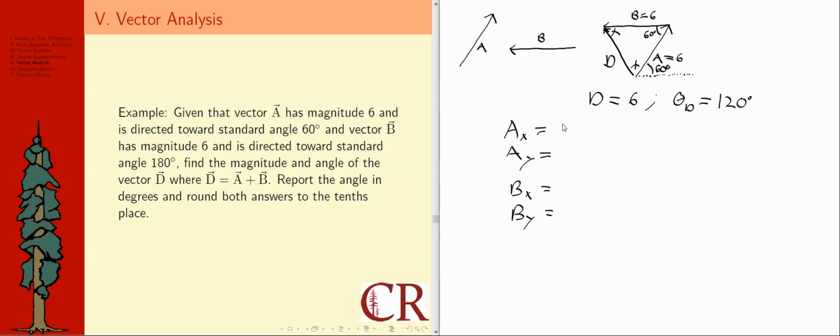So the formula for the x component is A cosine of the angle, and maybe I'll put a subscript to make things clear, this should be the angle for A. The other one, y, is going to be A sine of that angle, and in this case, given the information that we have, that is going to be 6 times the cosine of 60 degrees.